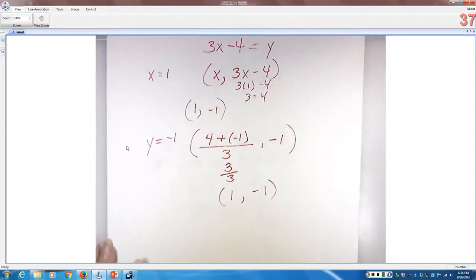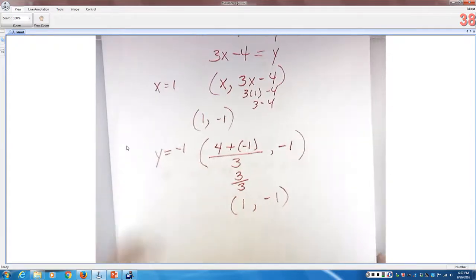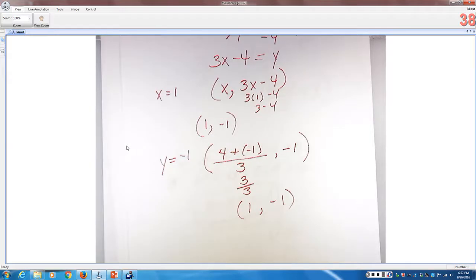Just watch your signs. That's the biggest trip up in this, which is the reason I think that when I show you how to do this with matrices on the calculator, you'll like it a lot better, because it's really tough to mess up the signs if we use matrices.